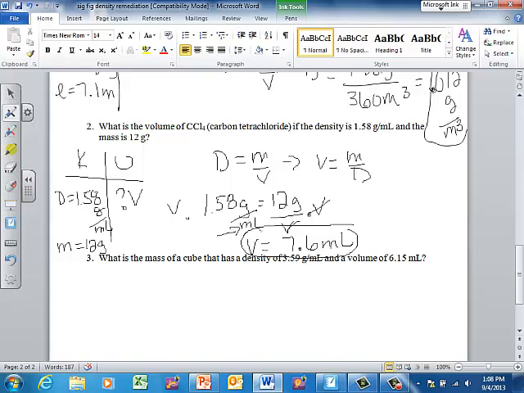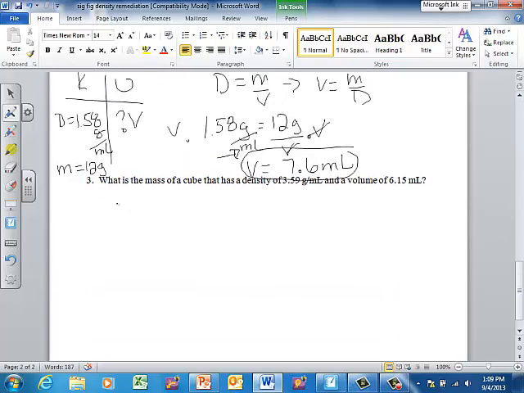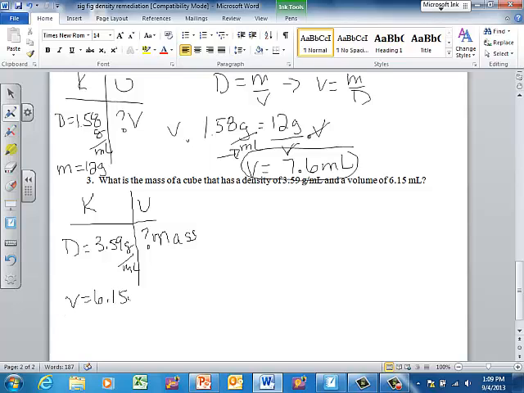Well, remember, density is mass over volume. The volume unit for this particular density value was milliliter, so that is the unit that's going to go on my answer. Okay, last but not least, we're going to do a mass problem. So this time I want to know the mass. My density is equal to 3.59 grams per milliliter. My volume is 6.15 milliliters.